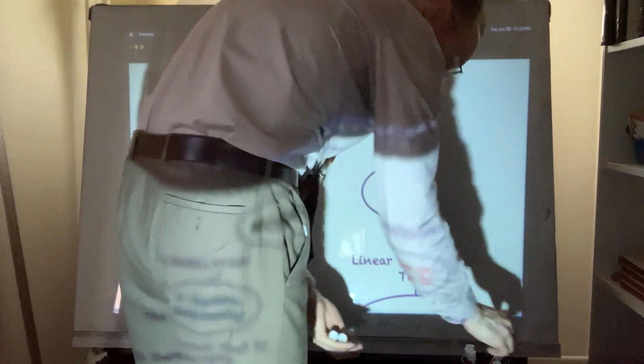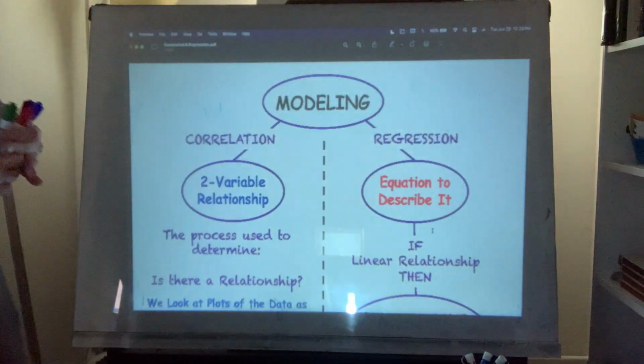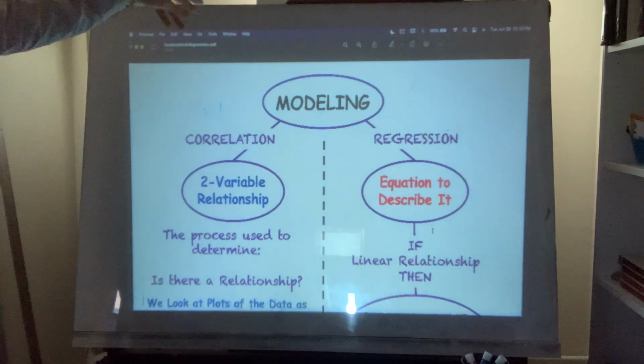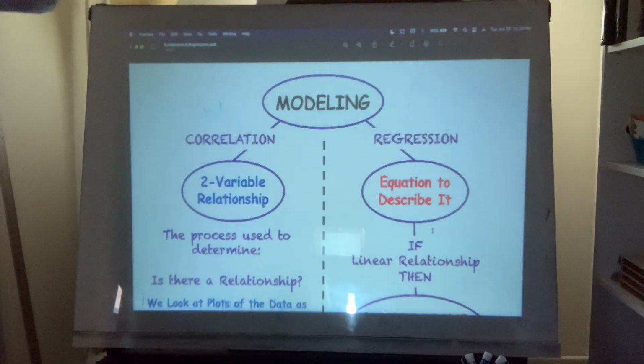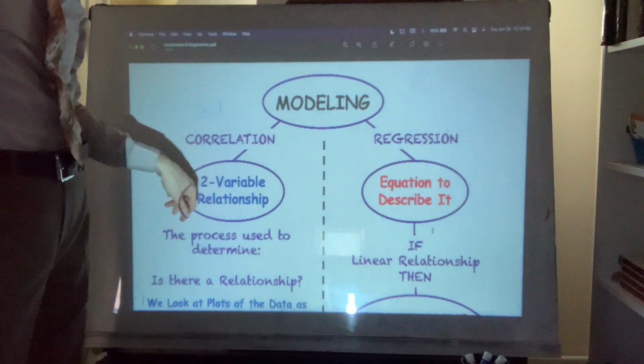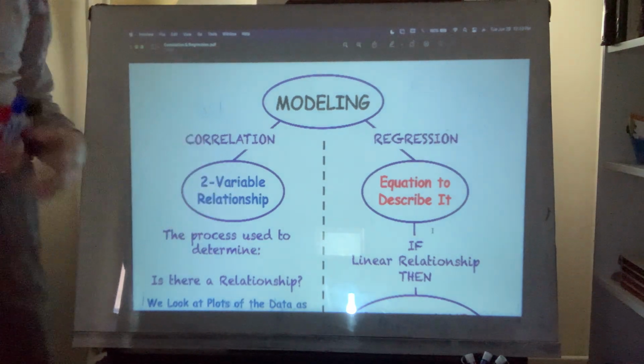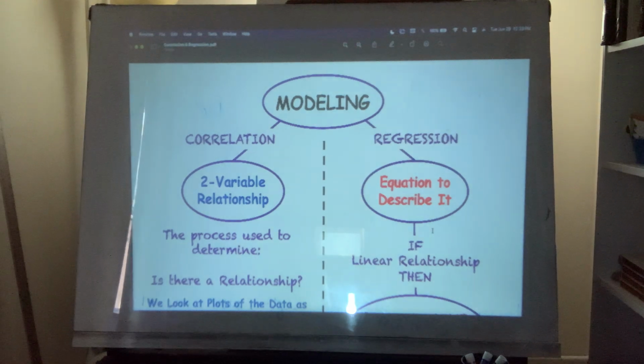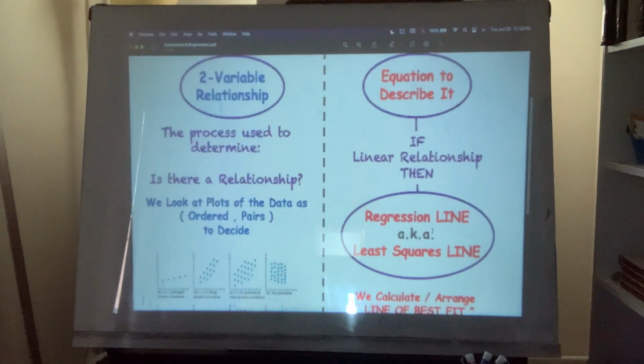Right? Or interpolate if necessary. Extrapolating is basically predicting a data point beyond what you have to start with, and interpolating is predicting a data point that would be in between the data that you have. Okay, anyhow, correlation for two variable relationships is again the process used to determine is there a relationship?